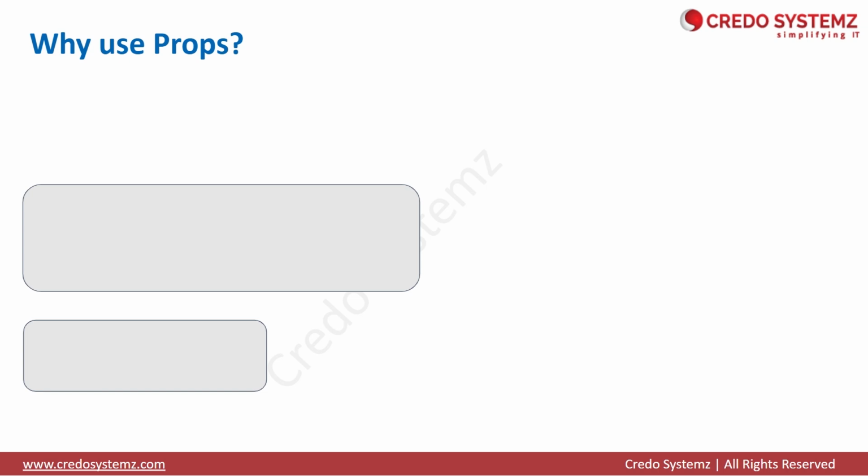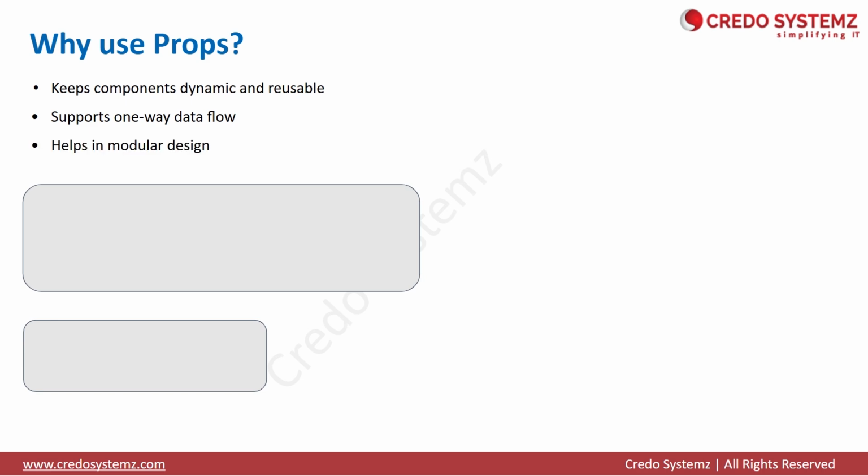Next, why do we need props? As we all know, props help us pass data from the parent component to the child component. That's one of the biggest advantages. Apart from that, we try to keep our components as dynamic as possible, and also as reusable as possible. This is one-way data flow, which I have already explained: it supports one-way data flow from parent to child, and the reverse is not possible. Next thing is modular design.